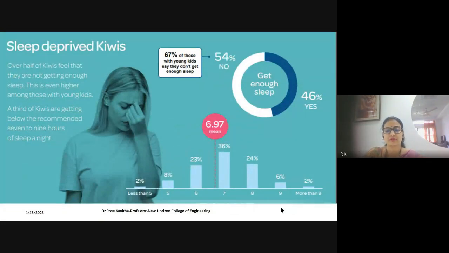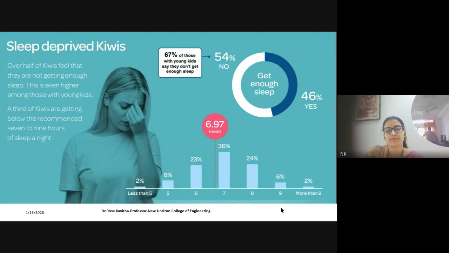Can you see this graph? Please see the graph. It is less than 5%, just 2%. And can you see 36%, with a mean which I have taken as 6.97. 67% of those, especially with young kids, say they don't get enough sleep, because most of us are there with the gadgets, either a laptop or mobiles. There is a calculation also of how many times in a day we look into our mobiles. Over half of these, this is the hospital statistics which I have given, feel they are not getting enough sleep. This is even higher among those with young kids.